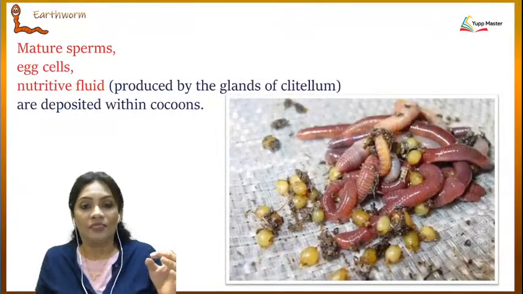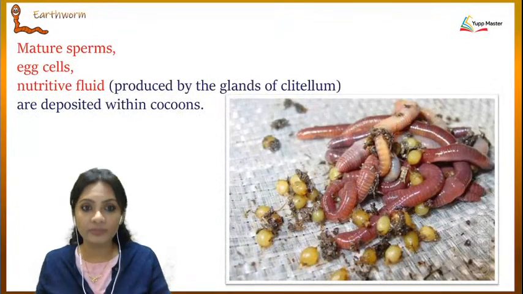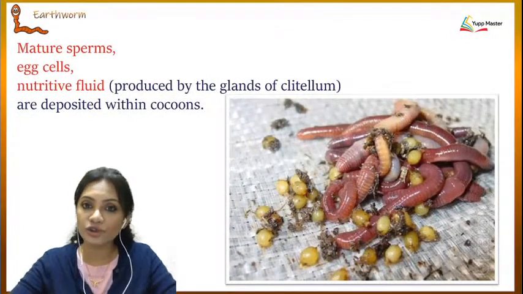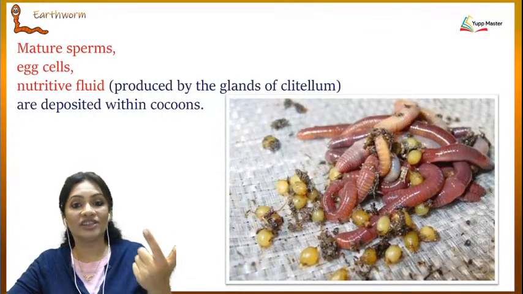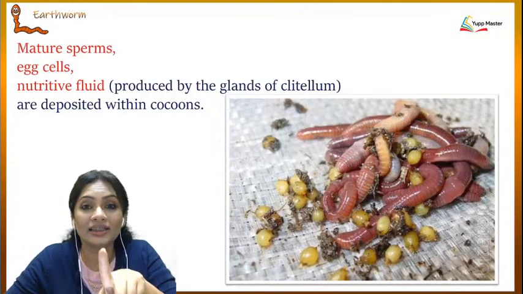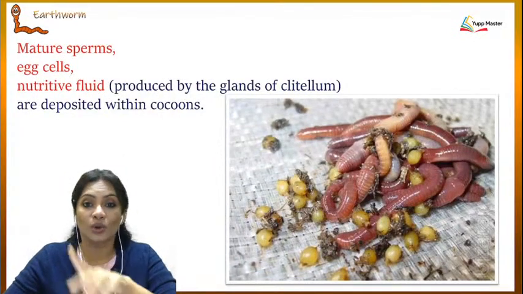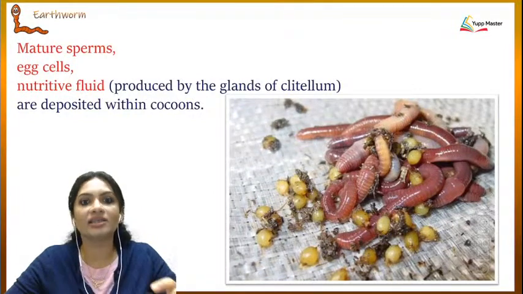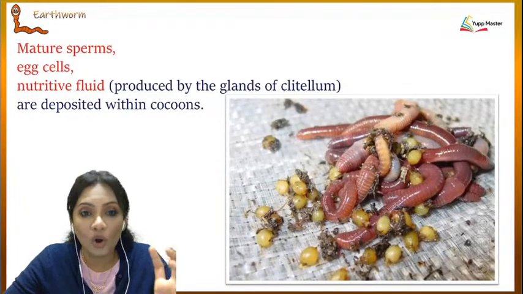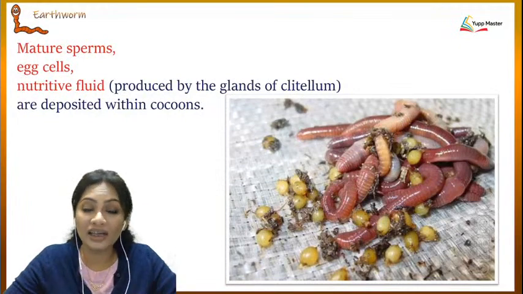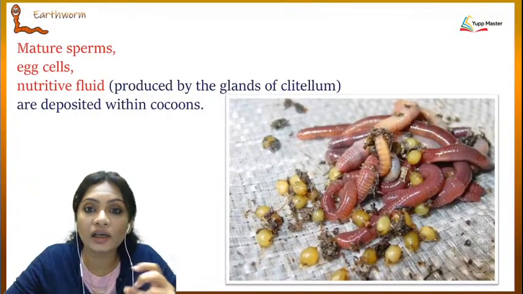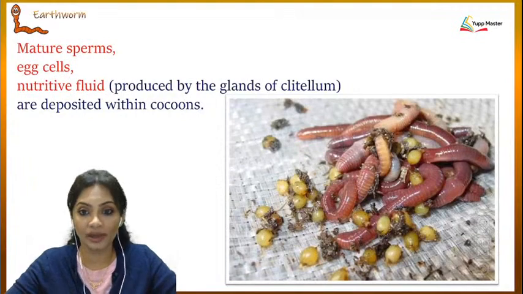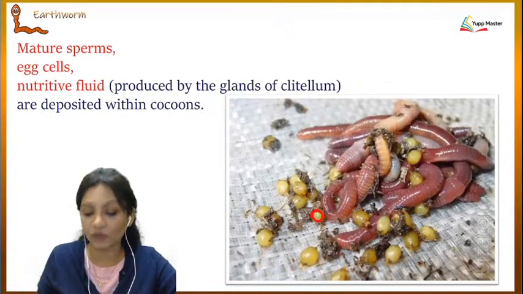And these mature sperms, the egg cells and the nutritive fluid, all together, are produced. Remember, I told you that the clitellum is a glandular region. So what is it going to do? It will secrete. What does it secrete? It secretes nutritive fluid. All these three put together are deposited inside the cocoon which is going to be formed. Okay. So can you see over here how the cocoon is formed?